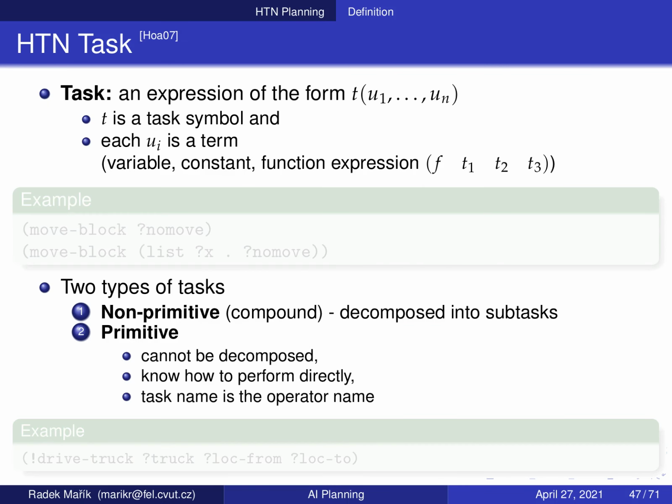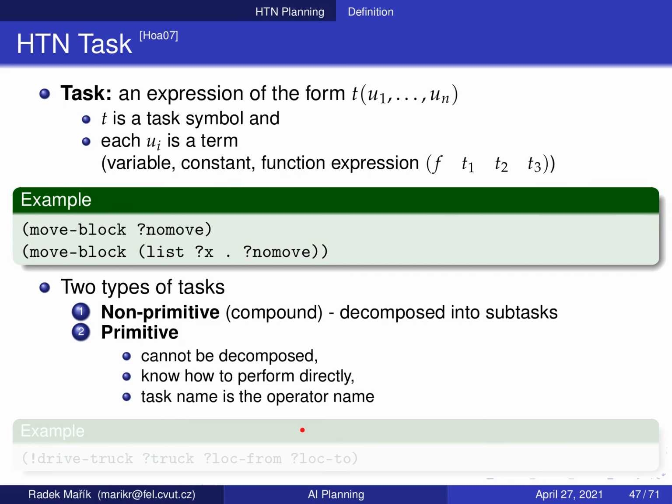So the task is an expression that has a name or symbol, and its parameters are terms. A term can be a variable, a constant, or a function expression, where the function is applied to other terms. For example, move block: here you have a variable, or move block and a list of variables, and so on, composition.